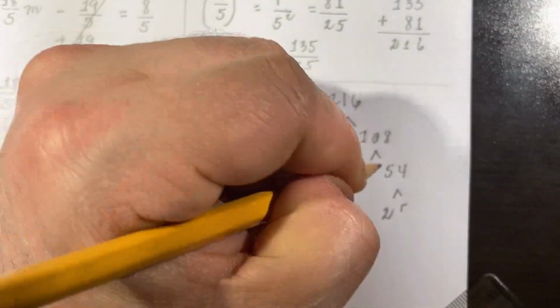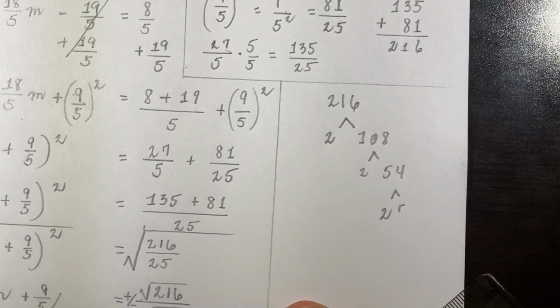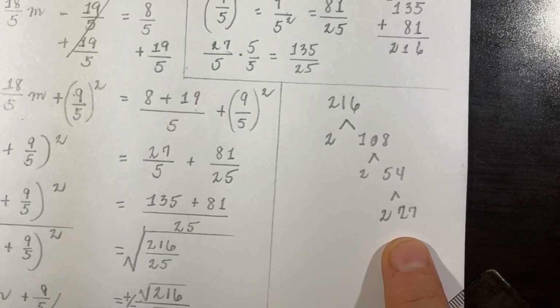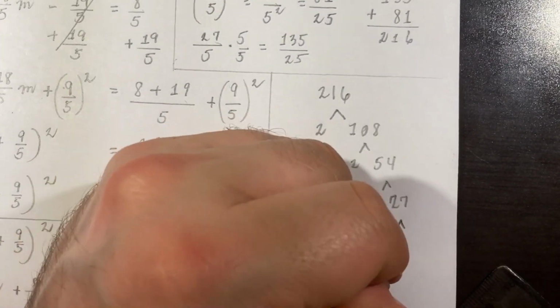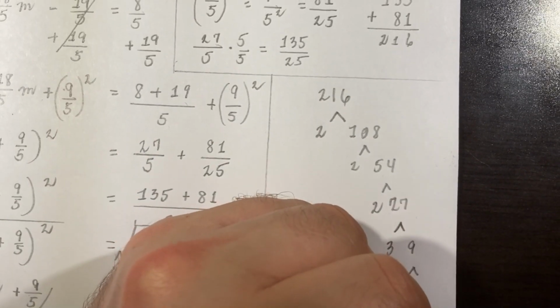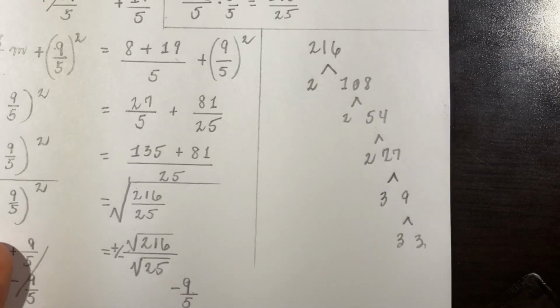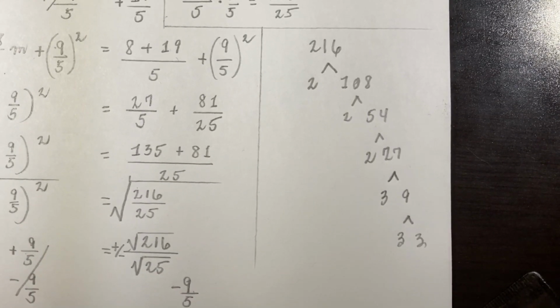So it would be 2 times 27. Okay, and 27 can be divided. That's 3 times 9, and then 9 can be broken down into 3 times 3. Okay, so prime factoring 216 actually reduced everything down to primes.